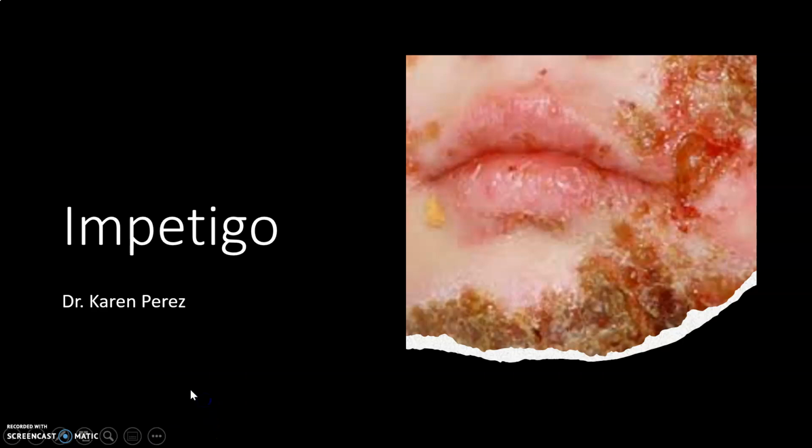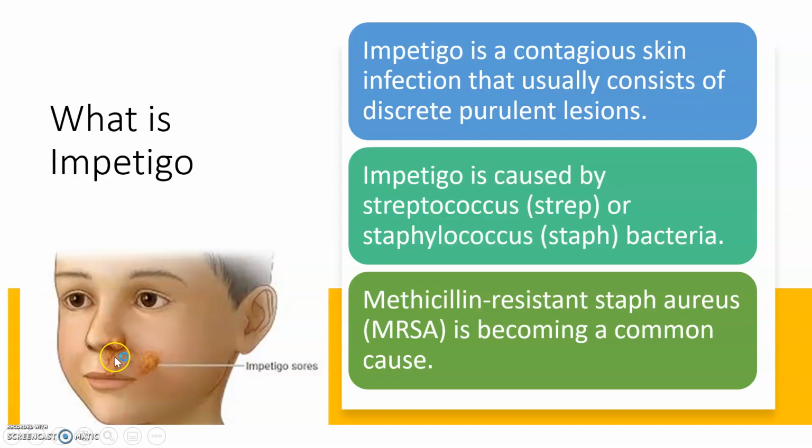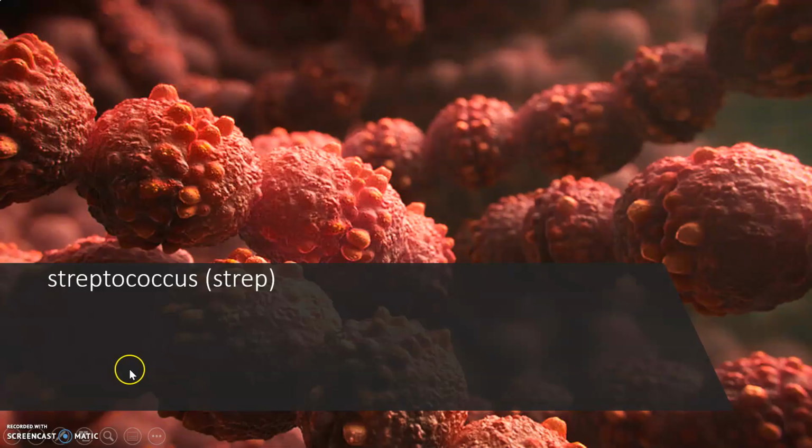So, what is impetigo? This is a contagious skin infection that usually consists of discrete purulent lesions. This can be caused by the Streptococcus bacteria or by the Staphylococcus. What's becoming more common or seen in impetigo is actually MRSA.